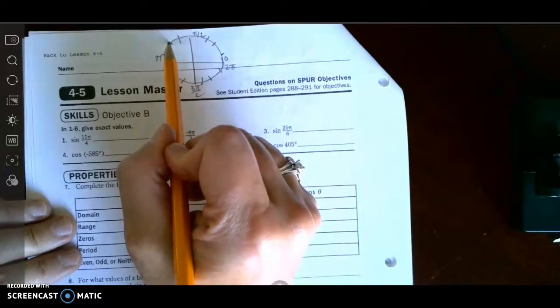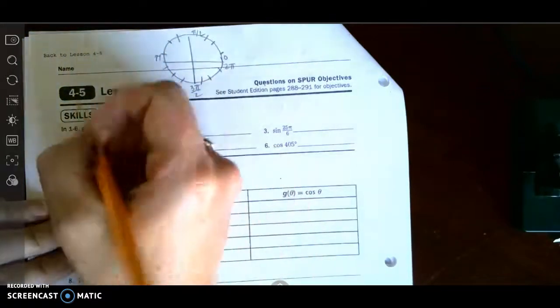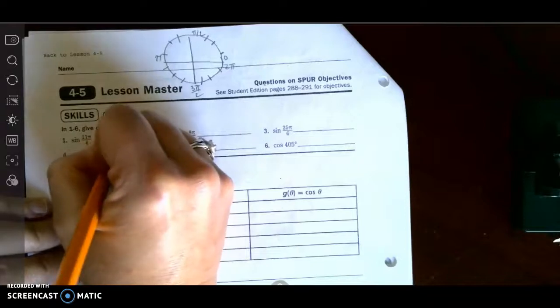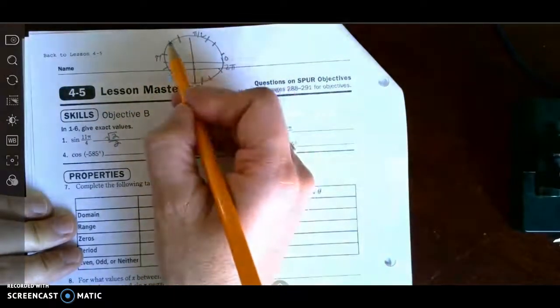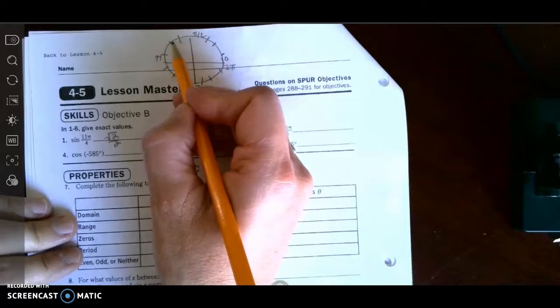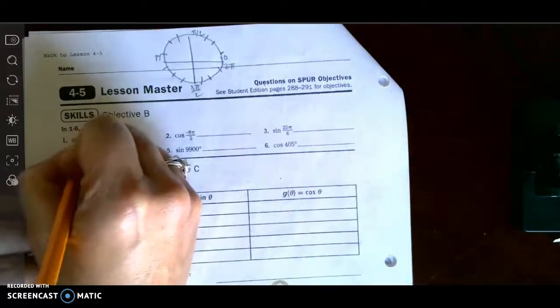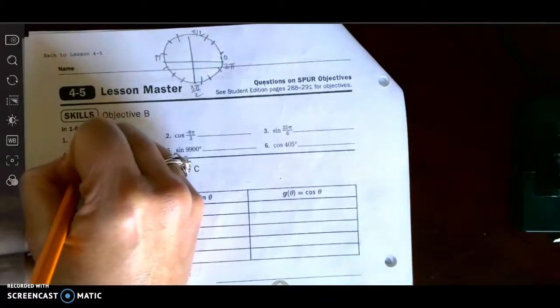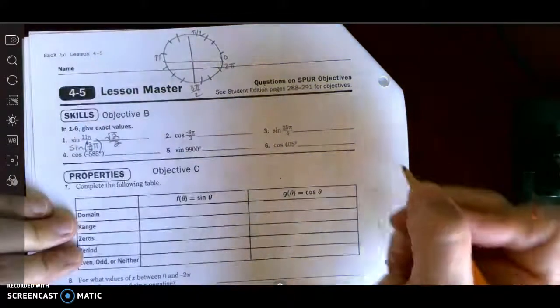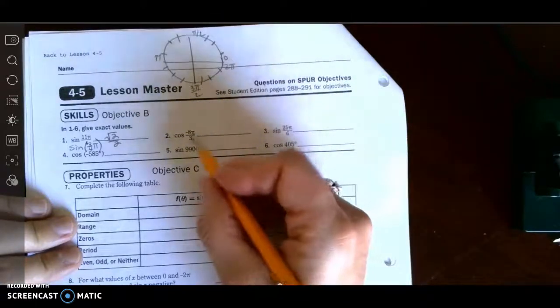And my sine is my y coordinate. But remember, in my pi over 4 family, my x and my y are both square root of 2 over 2. And because it's sine, that's the y coordinate, it's positive. So what I did here was I actually just found the sine of 3/4 pi. That's what I did to get that answer.